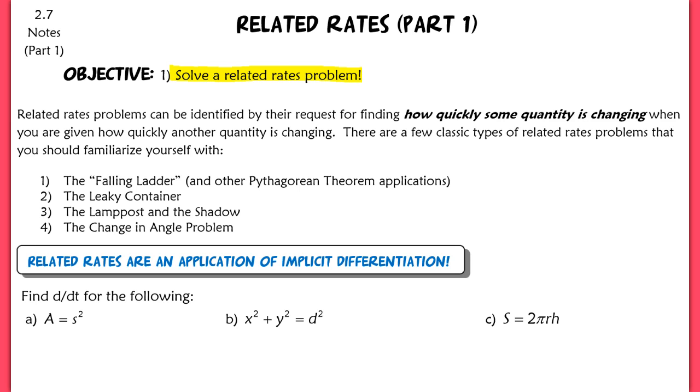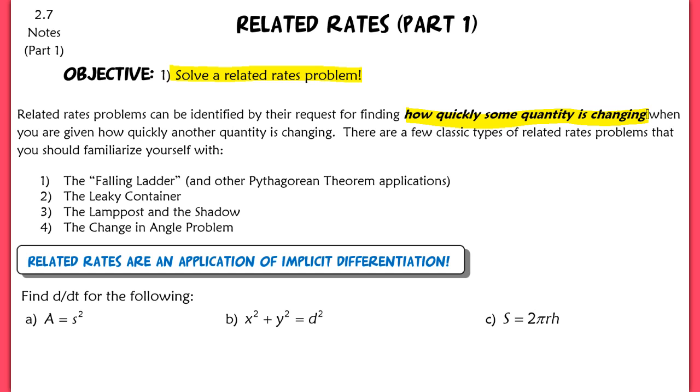A related rates problem can really easily be identified because the question will always ask you how quickly some quantity is changing when you're given how quickly another quantity is changing. So these quantities will be related to one another. That's why they're called related rates. And you're looking for a rate of change, so how quickly some quantity is changing.